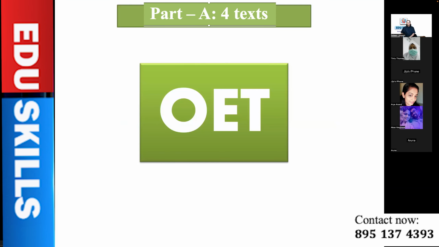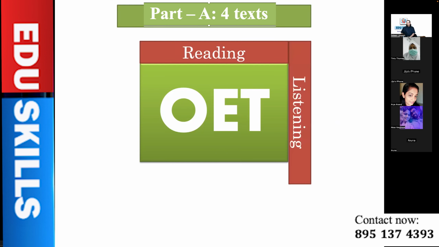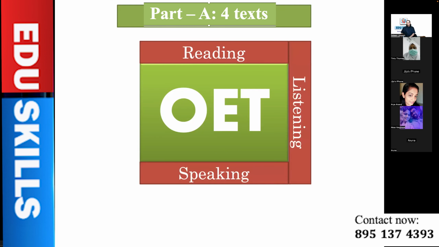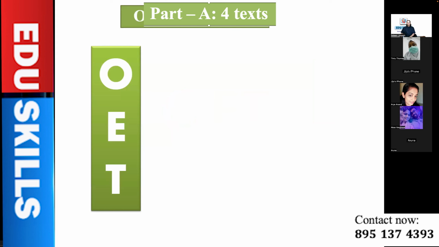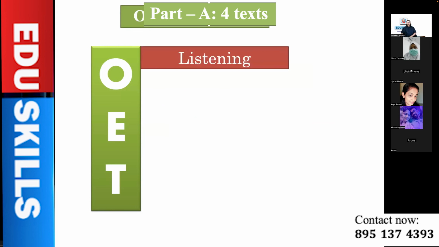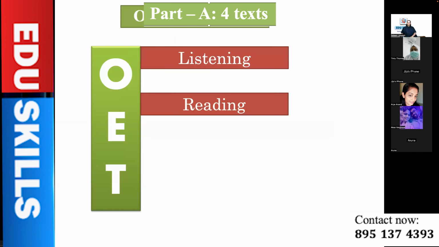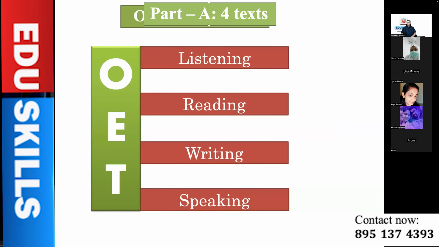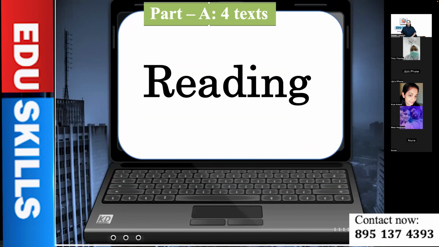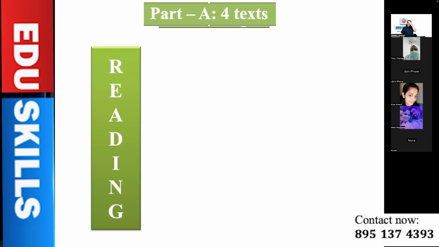EduSkills, learning made easy. OET has 4 subtests: reading, listening, speaking, and writing. And today, the order of the test, how does it appear in the examination? First you have listening, then reading, then writing, and it ends with speaking. For a general idea. Now, the first one is reading.